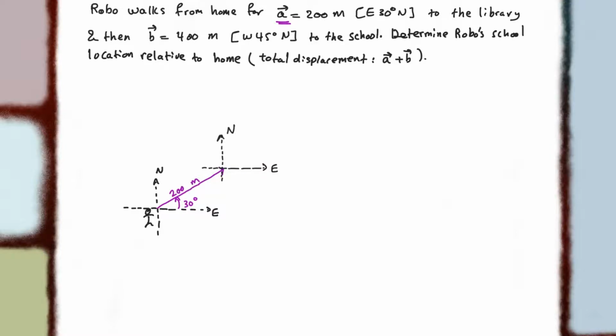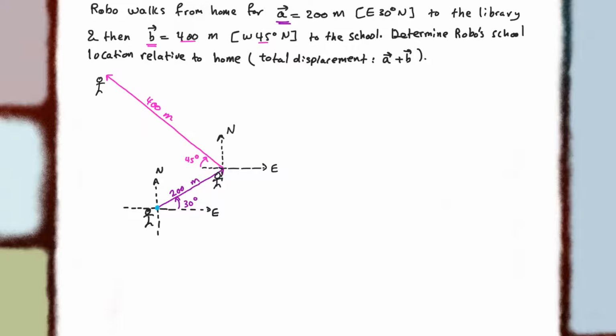Now we draw another coordinate system, and this time Robo travels west 45 degrees towards north, so we draw the angle. The magnitude of our vector is now 400 meters, so it's approximately 2 times the previous magnitude, which was 200, and we will label that. The new position is position B, which is the school.